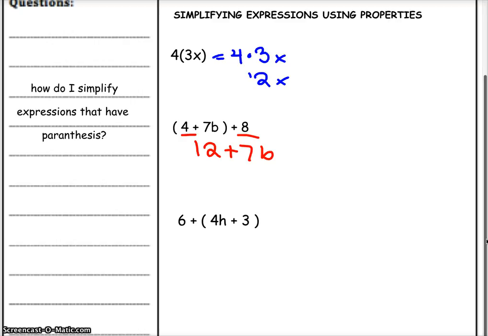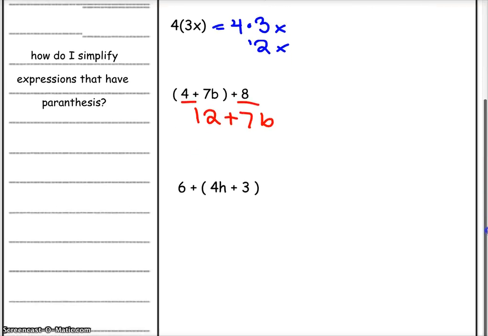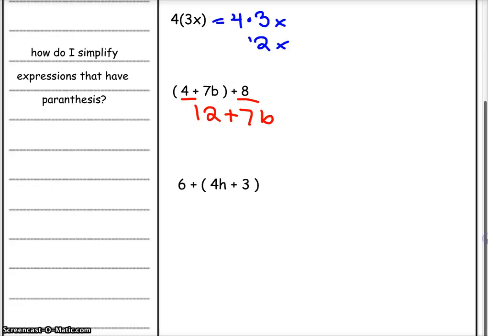On this bottom one, which ones can I combine? 6 and 3. The 6 and the 3. Now notice the 6 isn't sticking to the parentheses like the 4 was. That's why I could multiply. I multiplied here because it was sticking to it. Here it's not. So it's going to be 6 plus 3 is 9 plus 4h. Okay?